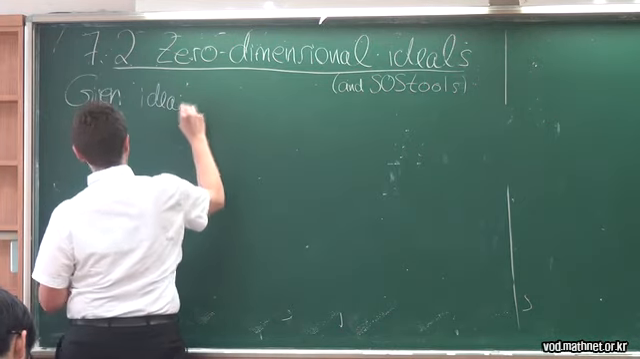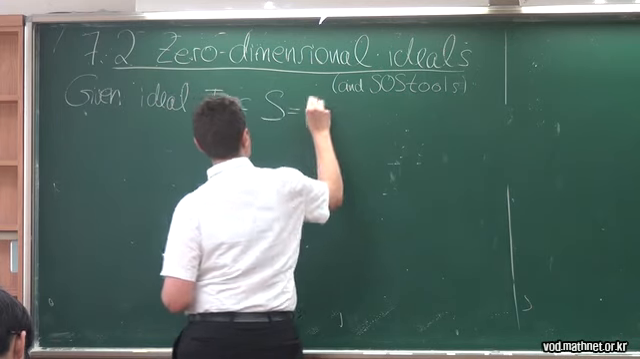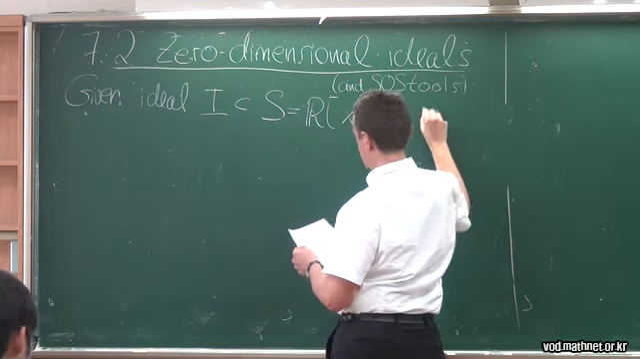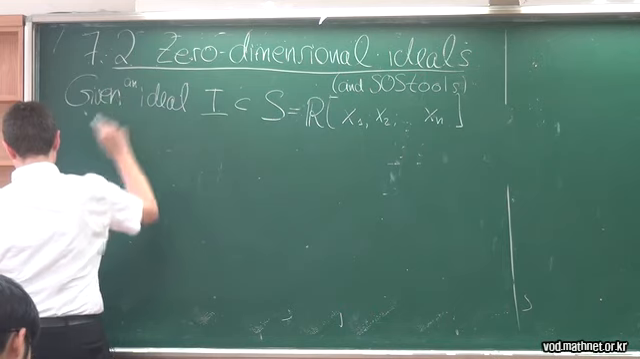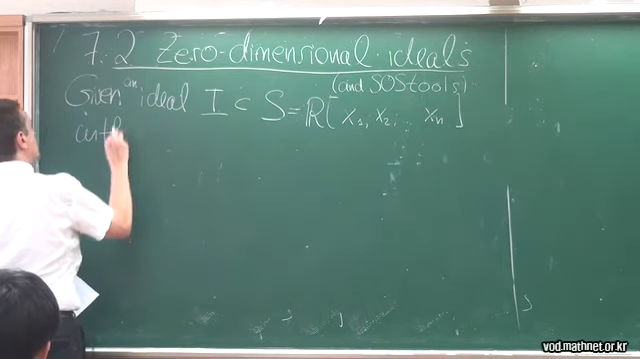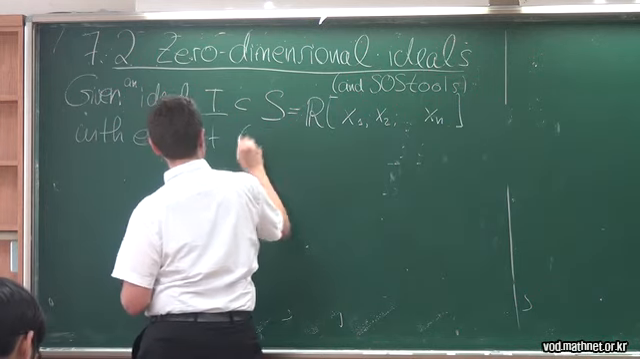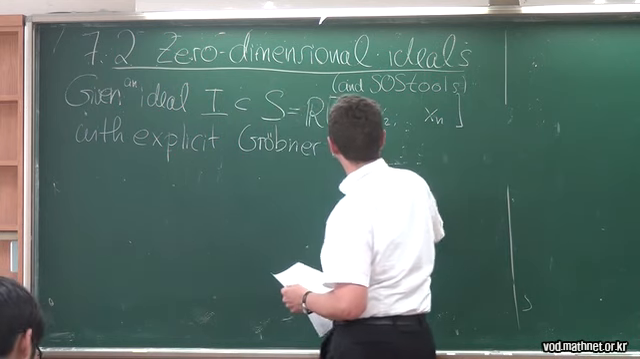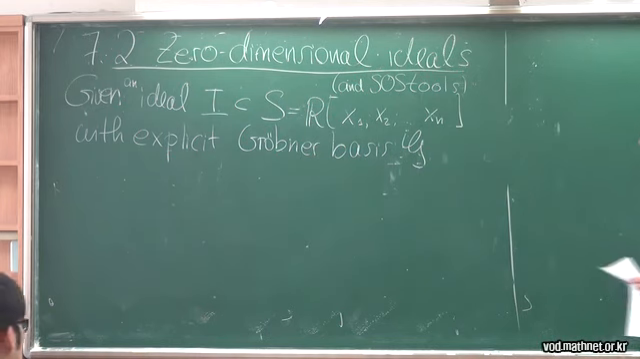So suppose you're given an ideal I in a polynomial ring S with real coefficients, where x1, x2, up to xn are the variables. And let's also assume that we're given a Gröbner basis with respect to some term order. Okay, so I have an ideal, I have a Gröbner basis.